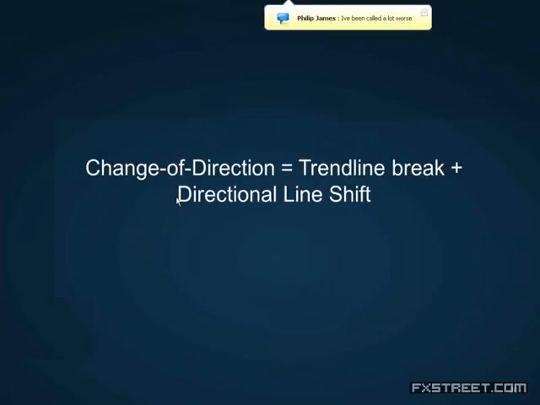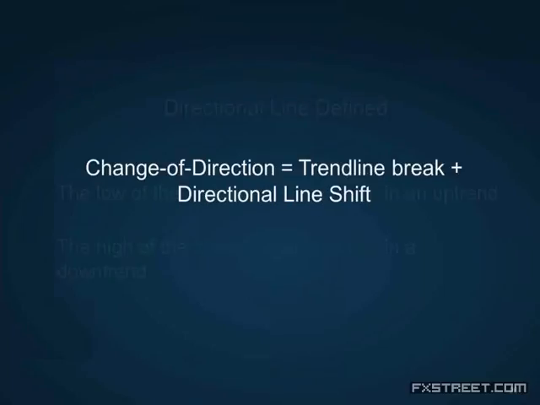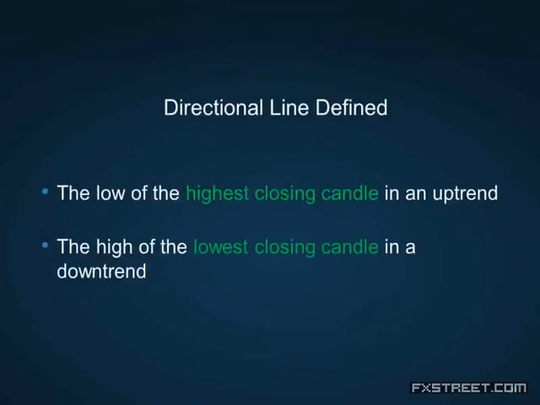So change of direction, I'm going to define this, is a trend line break plus a directional line shift. I'm sure, PJ, I'm sure. Change of direction equals a trend line break plus a directional line shift, okay? You all know what a trend line break is, right? You need to know what a directional line shift is. So the directional line is defined as the low of the highest closing candle in an uptrend or the high of the lowest closing candle in a downtrend, okay?